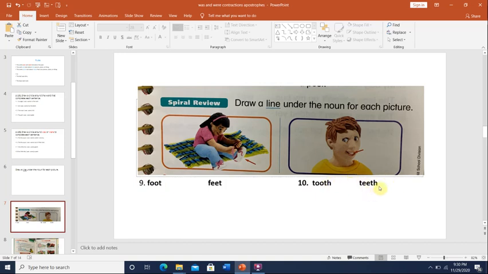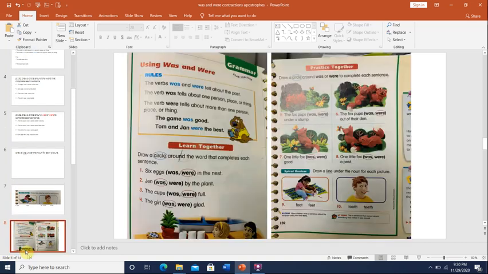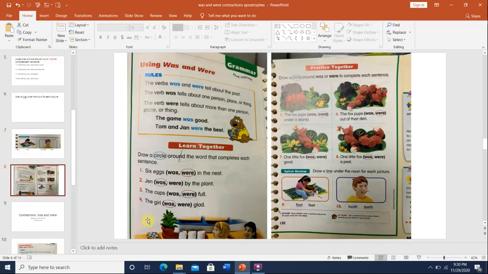Let's check our answers. This is for 131, and this is for 132.